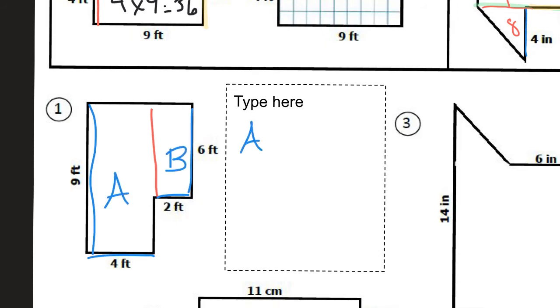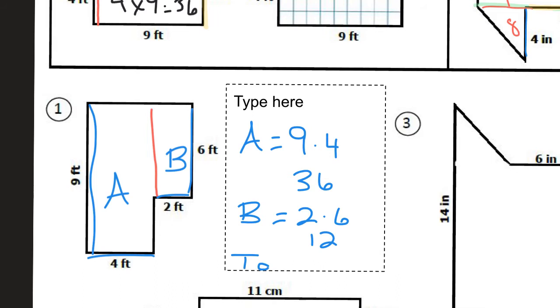So for rectangle A, I would do 9 times 4, which would be 36. For rectangle B, I would do 2 times 6, which is 12. So the total of those two areas would be 48, and that would be feet squared. So that's all we're doing: we're finding each shape's area and then putting it back together to make the total area. Okay, let's move on to number 2.